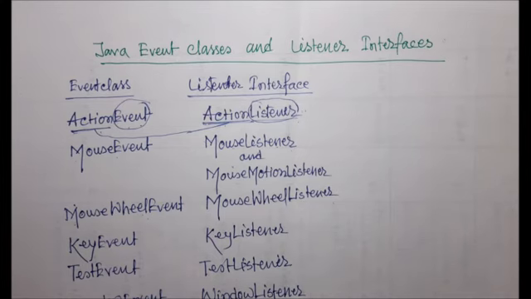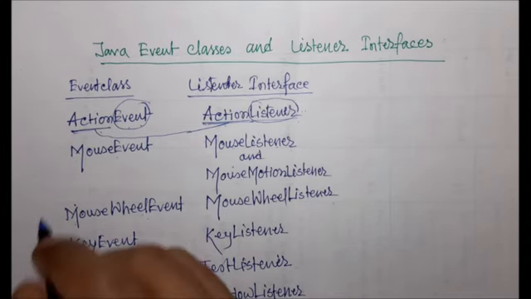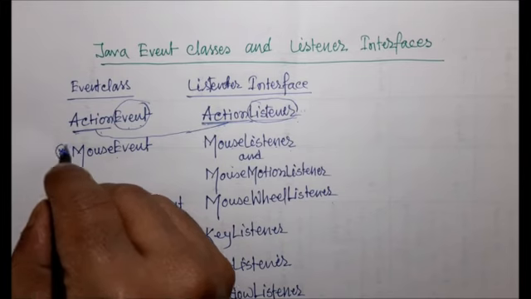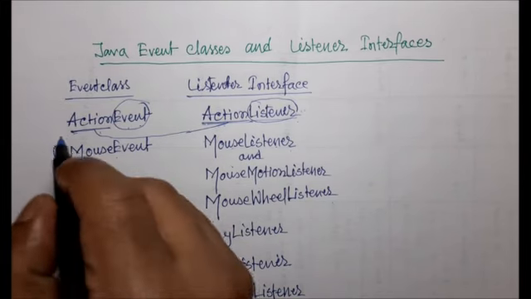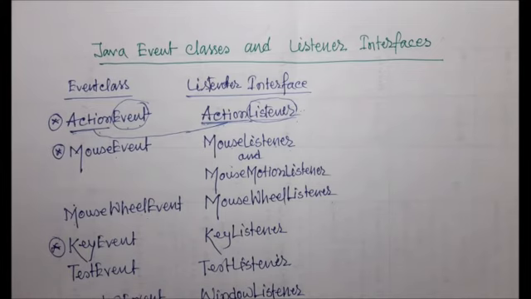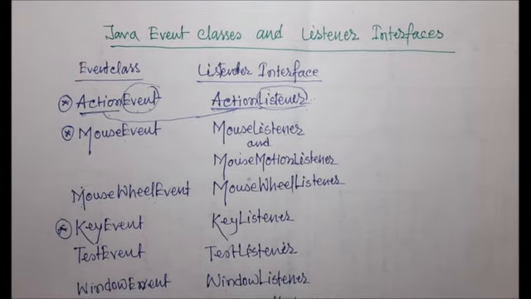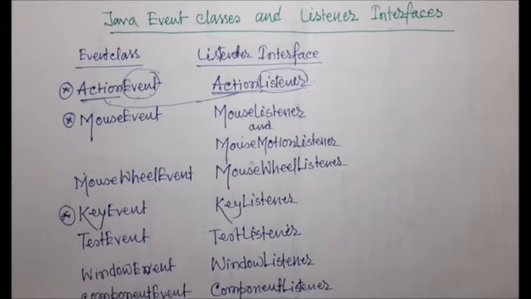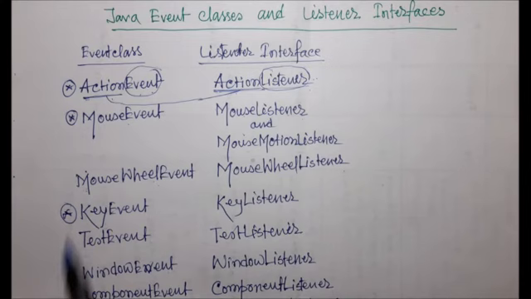Key event is very important. Mouse event is also widely used. Most of the time we also use the click on a button to submit something, so click event is also important. Action event is very common in event handling. Next, we have some other events also. Most of the time we use these three, and we also have a text event.